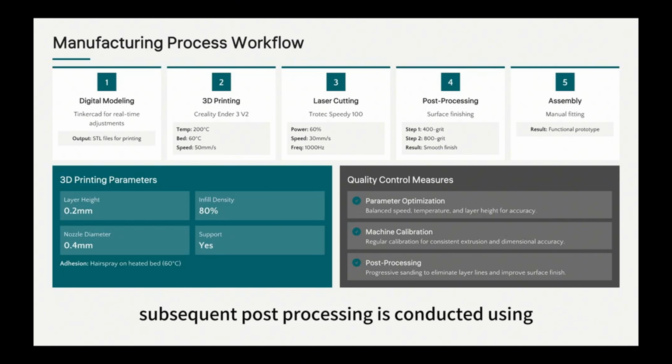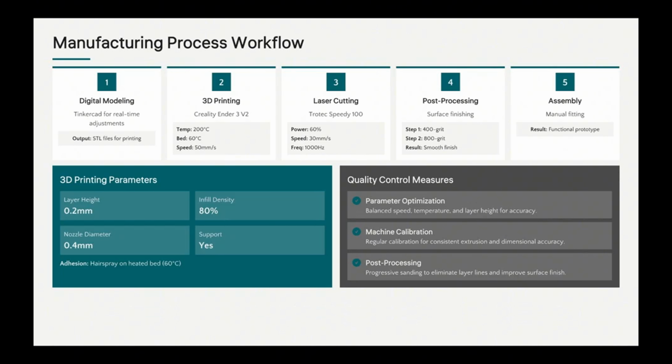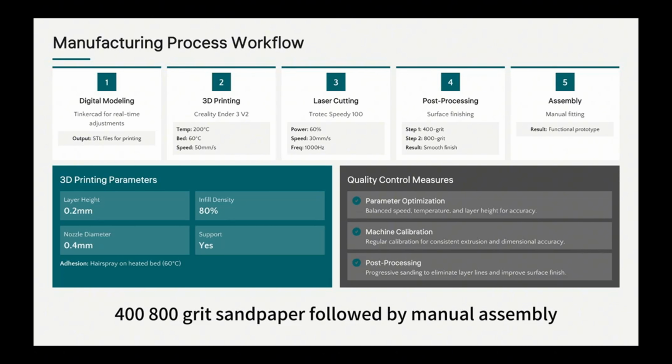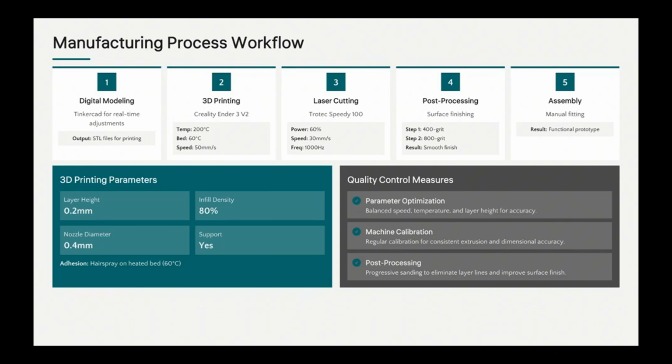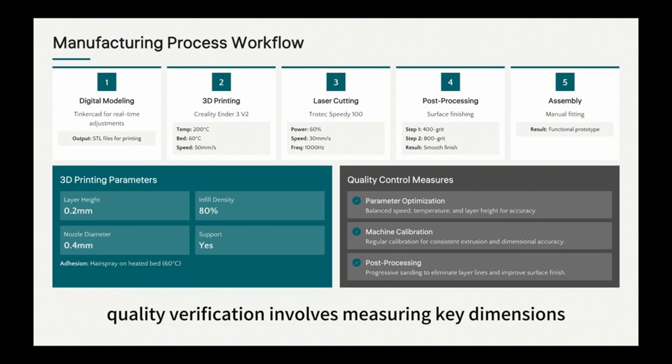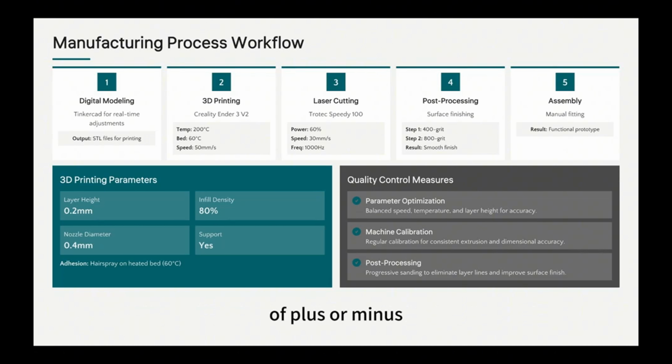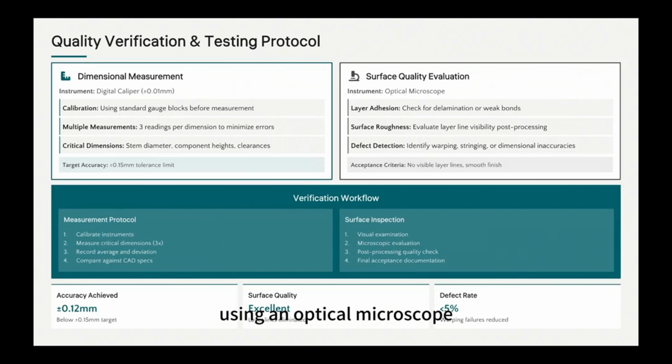Subsequent post-processing is conducted using 400/800 grit sandpaper, followed by manual assembly. Quality verification involves measuring key dimensions with a digital caliper of plus or minus 0.01 mm precision and evaluating surface quality using an optical microscope. After 6 weeks of dedicated efforts, the project achieved excellent results.